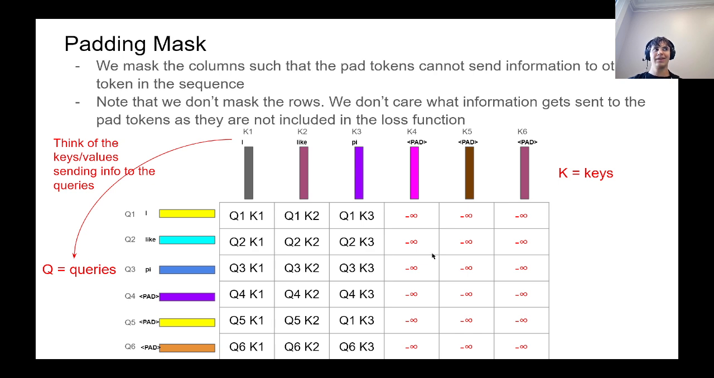Now, what about the pad tokens themselves? Well, since we don't care about the pad tokens in the first place, they're just there to pad our sequence, it doesn't matter what information this padding token gets. It's not going to be modeled in any way. As long as it doesn't send information to any other words, it doesn't matter. As long as it doesn't have any values up here, that means it's not sending information to the words we actually care about, then it doesn't matter what it becomes.